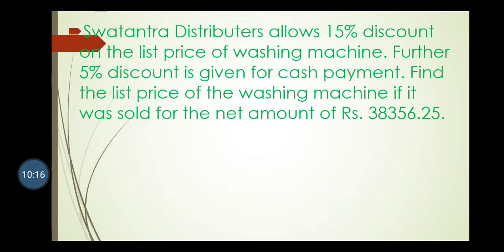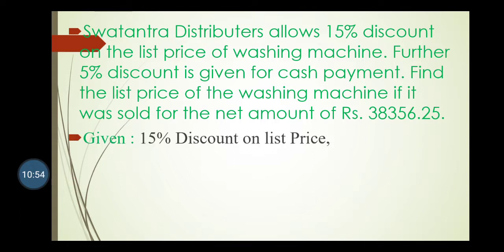Now we will solve some questions based on the discount, like trade discount and cash discount. Swatantra Distributors allows 15% discount on the list price of a washing machine. Further 5% discount is given for cash payment. Find the list price of the washing machine if it was sold for a net amount of rupees 38,356.25.